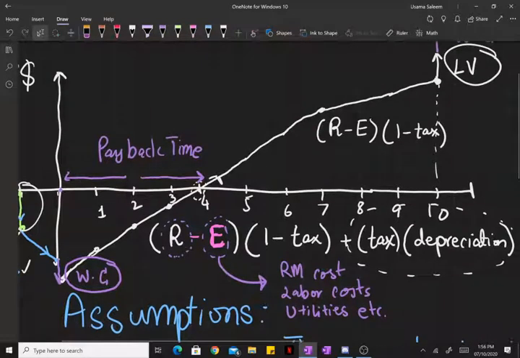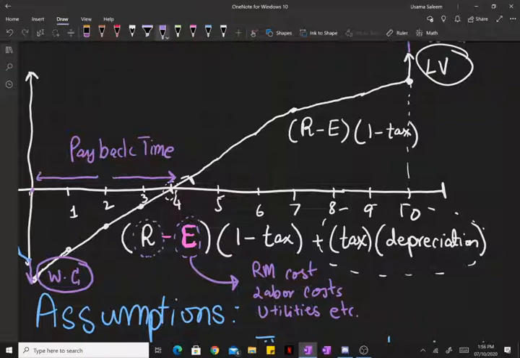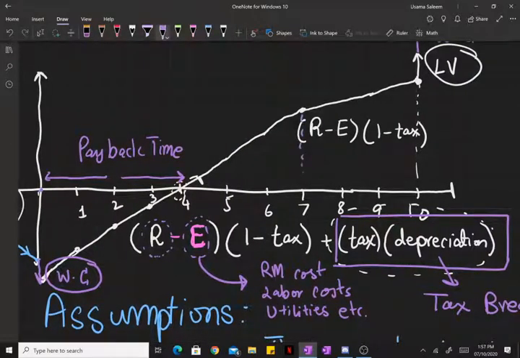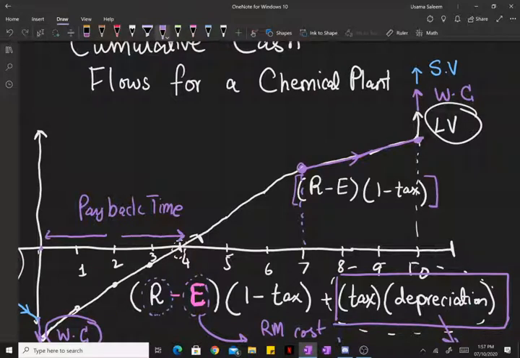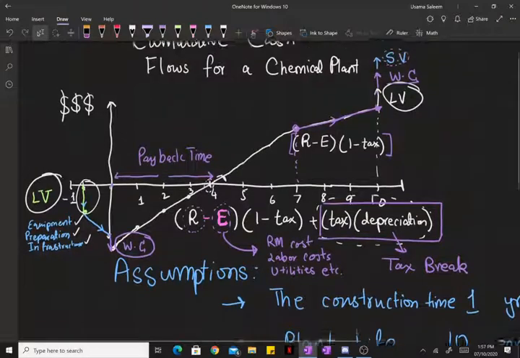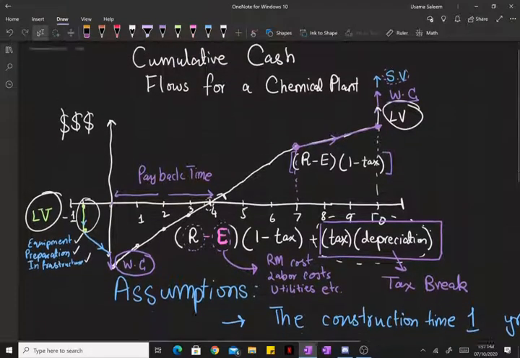And for a fraction of the plant life, you're going to get a relief on your taxes by writing off depreciation as a tax break. So depreciation offers a tax break. After your depreciation period ends, the remainder of your cash flow is just revenue minus expenses, tax deducted. And at the final year of your plant life, you shut everything down, sell your land, retrieve your working capital, and sell any equipment for some salvage value. In the upcoming videos, we're going to look at ways of estimating the elements of these cash flows and explain them in more detail.